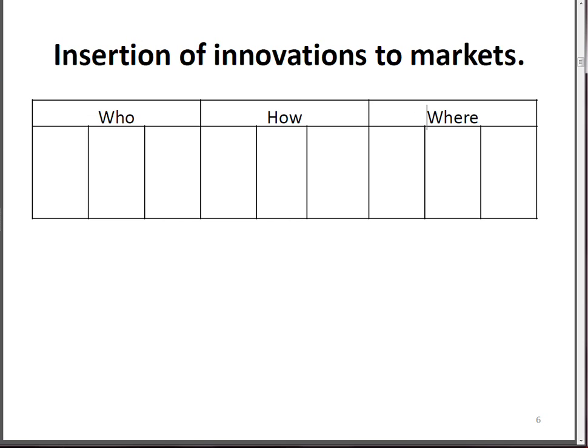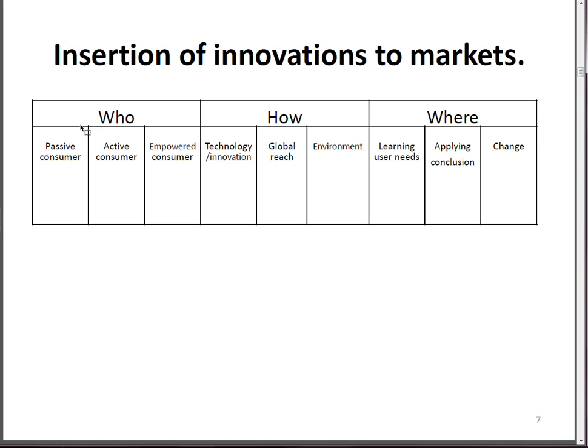So let's have a quick look. When you think about who, you think about passive consumer, active consumer, and what we call empowered consumer. And I will explain each of these elements. When we think about how, we will discuss technology and innovation, global reach, and the environment, how each one of them helps us to insert product into the market.